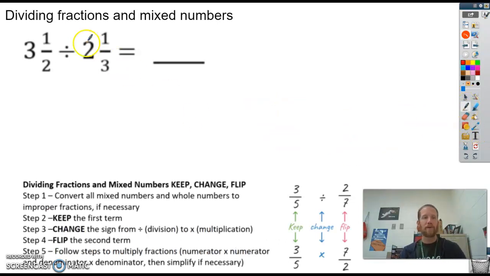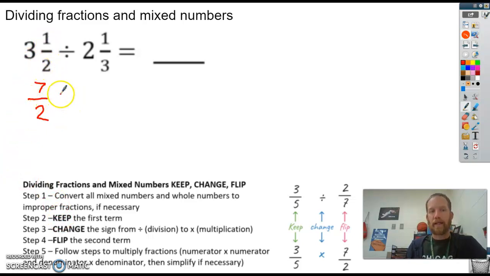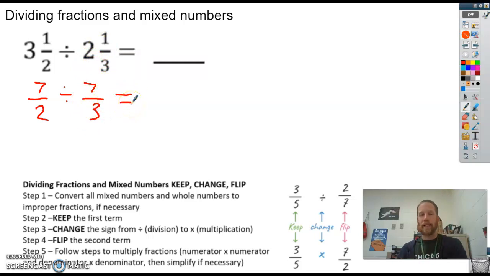And so here's an example where we have 2 mixed numbers. Right away, the first thing we'd have to do is convert our mixed numbers to improper fractions. Then we could rewrite our problem as a multiplication problem using the keep, change, flip strategy. So 3 1/2 would be 7 over 2, and we're still dividing. 2 and 1/3 would be 7/3. So the first thing we did was just rewrite it as a division problem with improper fractions.